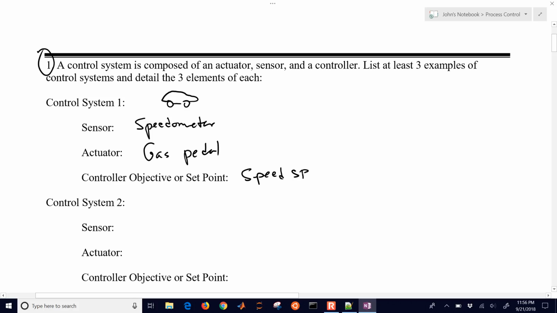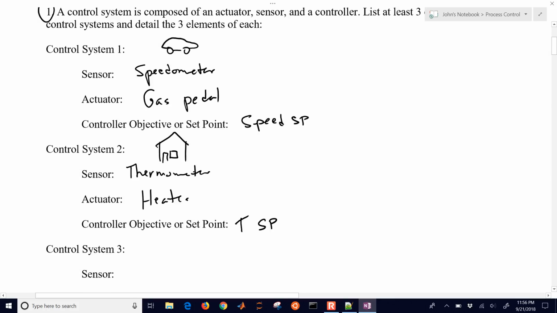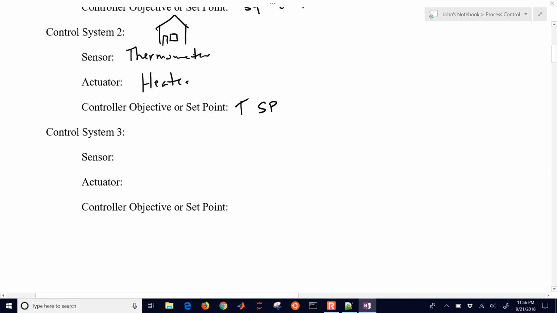Okay, our control system 2 might be a thermostat in your home. In this home, for your sensor, you're going to have a thermistor or a thermometer of some sort. Your actuator is going to be your heater, and then your control objective or set point is going to be your thermostat. You're going to have a temperature set point in your home. Next, control system 3.